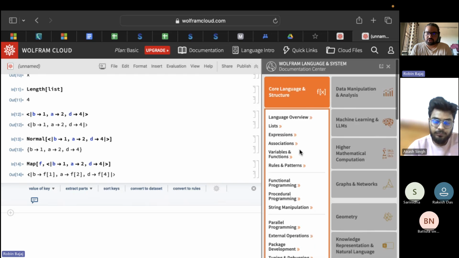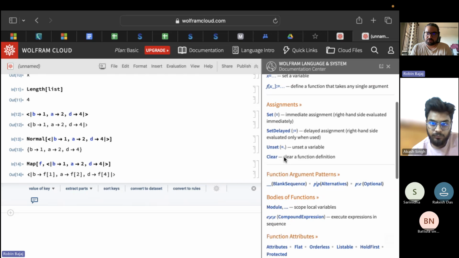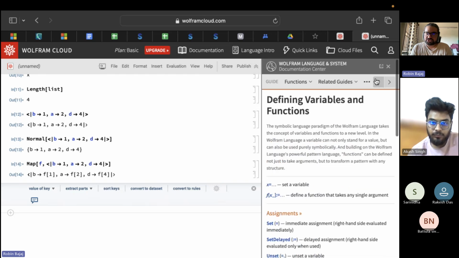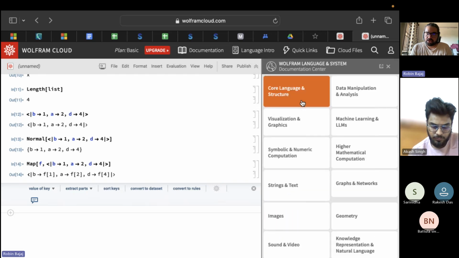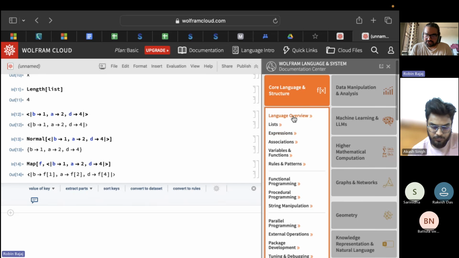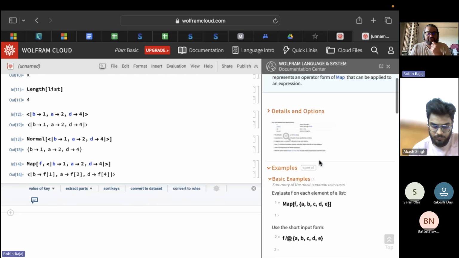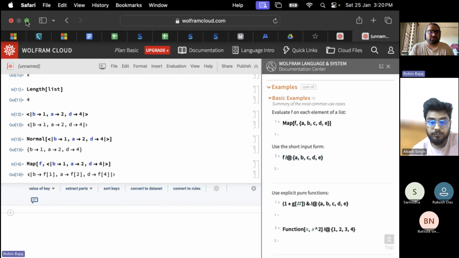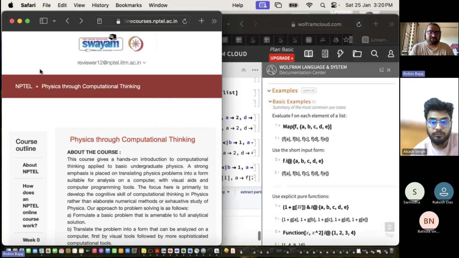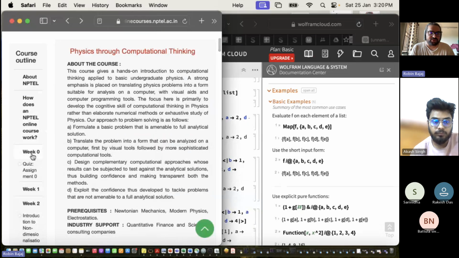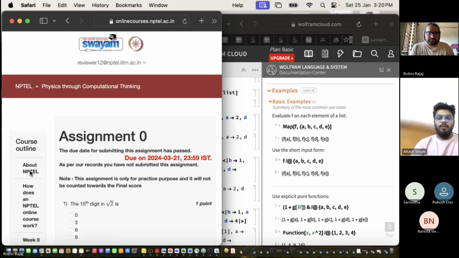There's functional programming. Let's look at the functions because that is something which is important, how you define the functions over here. Yeah, functional operations. Okay, let's look at the map. For example, let me go through a zeroth assignment, because along with the assignment, you'll be able to understand well. These are last year's assignments.